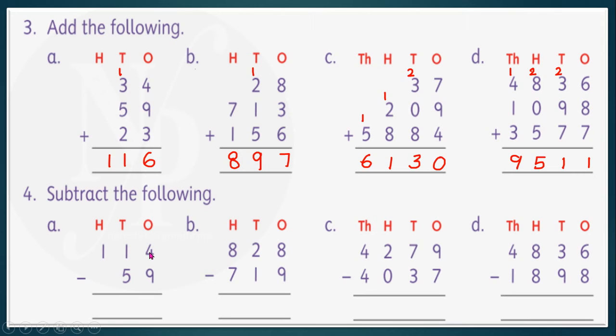Here we need to subtract the digits at ones place first. That is, we need to subtract 9 from 4, which is not possible. In such cases, we need to regroup the digits. In tens place, we have 1 ten here. So we should borrow or regroup that and bring the 10 ones to the ones column.